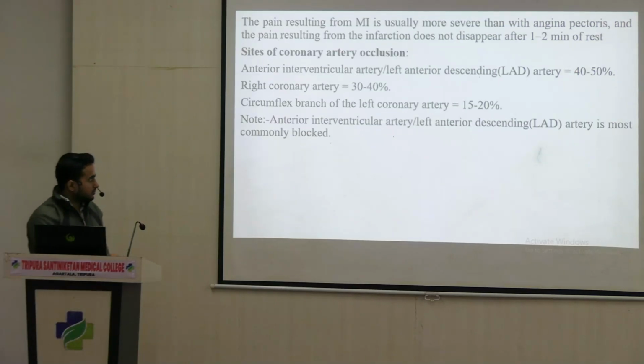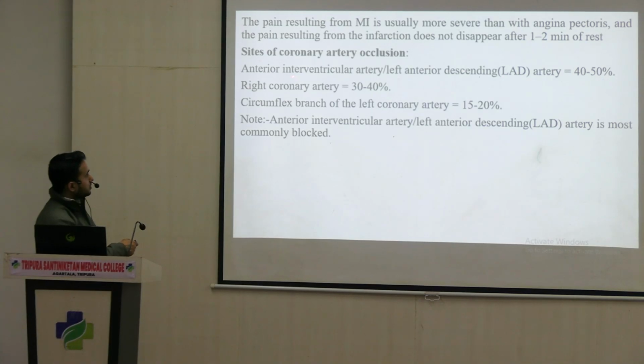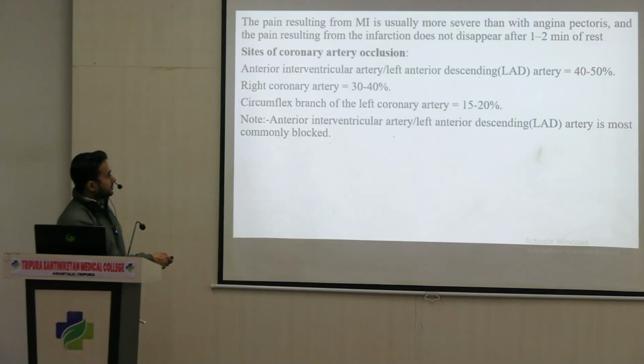Next, the most important part, the sites of coronary artery occlusion. Many times I have mentioned that the coronary artery used to get occluded. Now which part is getting more occluded? As you can see, the statistics show that the anterior interventricular artery, also called the left anterior descending or LAD, is most commonly affected, approximately 40 to 50%. Next is the right coronary artery, 30 to 40%, and then the circumflex branch, 15 to 20%.